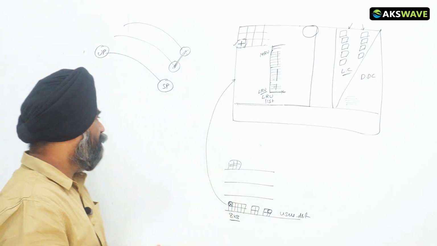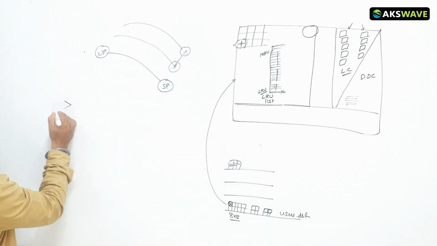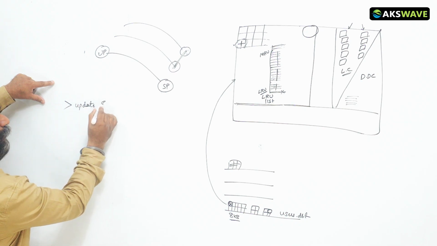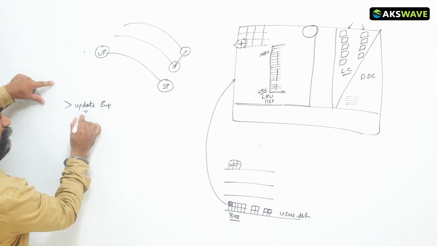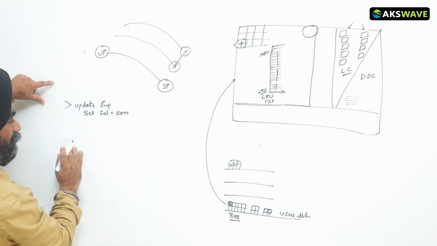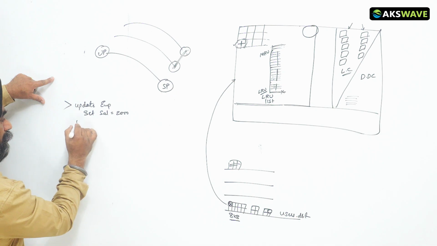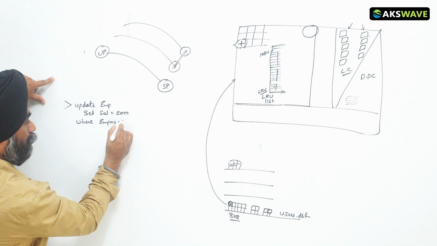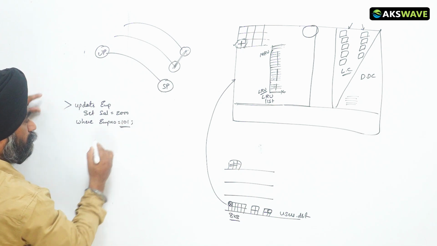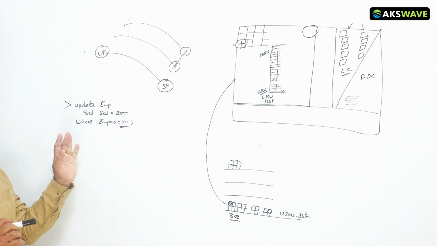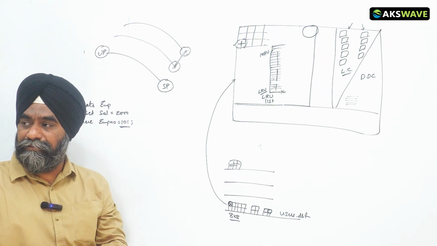What do you mean by DML? I'm going to do some update. Let me write the statement: update EMP set salary equal to 2000, where employee number equals 101. Is that correct? When you submit the statement, what happens?